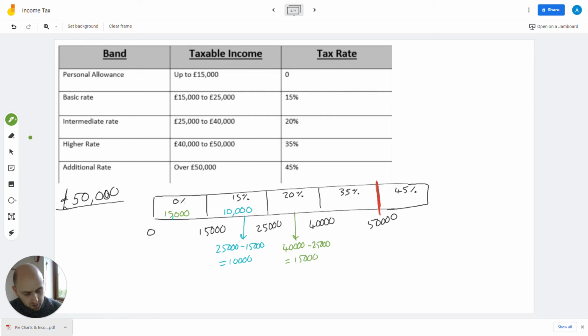Okay, that's 15,000. So I put 15,000 of his money in that 20% pot. And then finally we have this 35% pot, and that goes from 40 to 50. So I put 10,000 in there. Okay, 50,000, take away 40,000. Okay, so that is me chunking up his money. So again, if you take 15, 10, 15, and 10, you would get his 50,000.